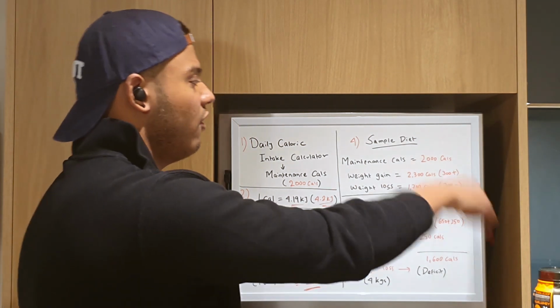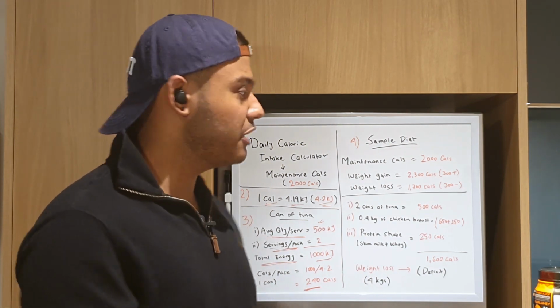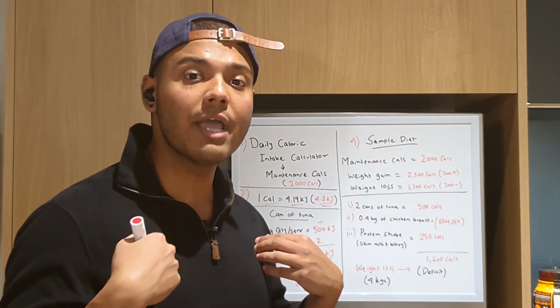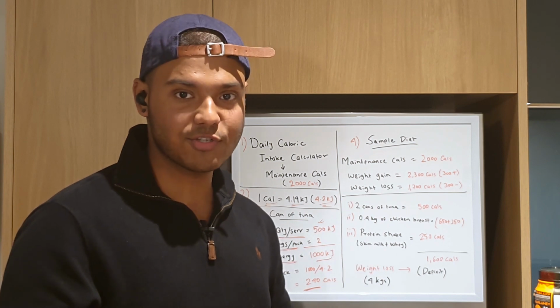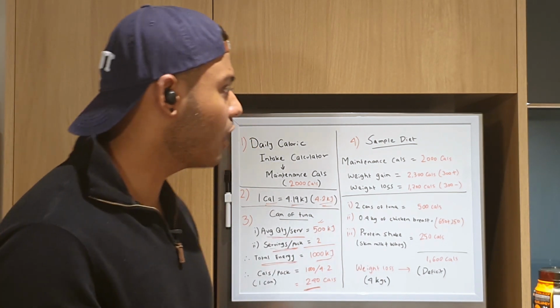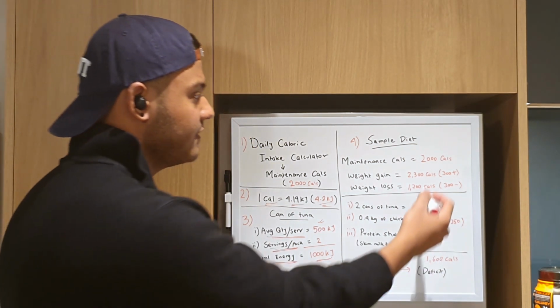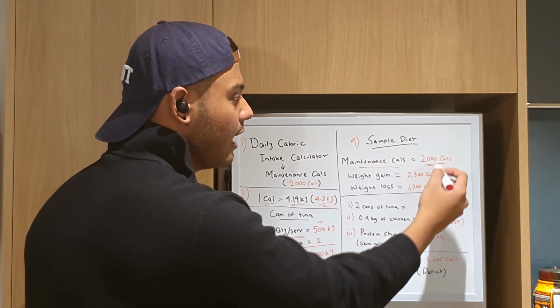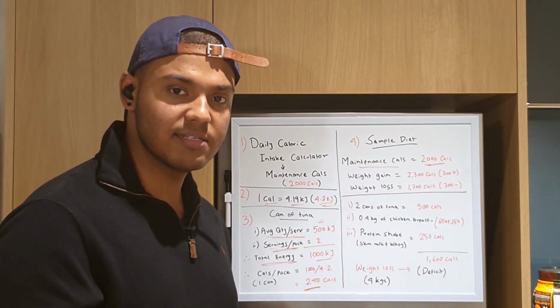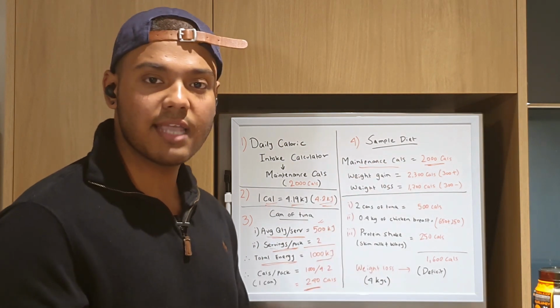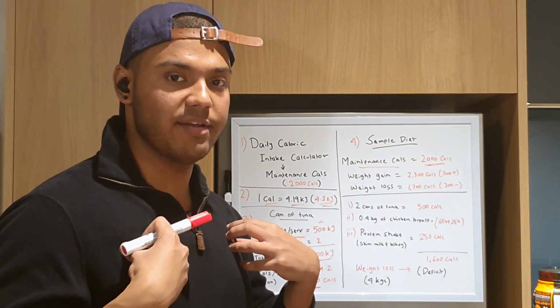Alright, now we move on to a simple sample diet. I'll show you how I break down the calories for my own diet so that you have an idea on how to structure your own diet. Currently, my maintenance calories, as I've said, is around 2000 calories. So if I consume 2000 calories, I will maintain my weight.